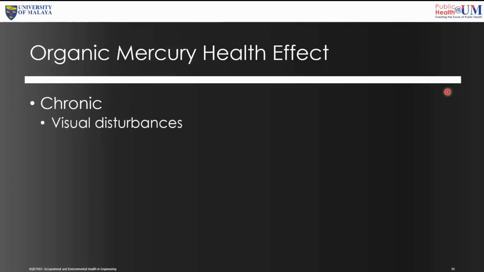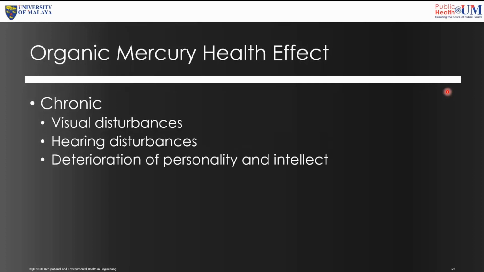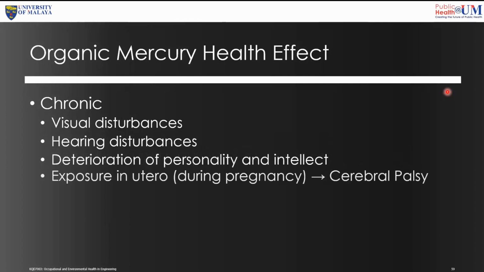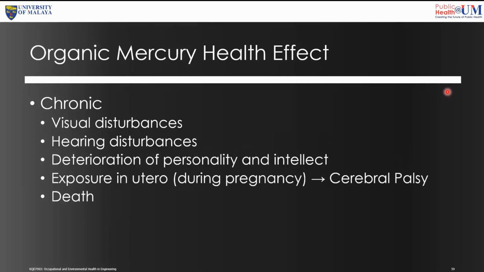Okay, so with chronic exposure, you can also get visual disturbance, hearing disturbance, deterioration of personality and intellect, and exposure in utero. In utero means exposure inside when you're a baby, during pregnancy, and you get cerebral palsy. Cerebral palsy means that your brain does not develop properly due to the exposure to mercury, and that's where you will get a lot of problems after birth.